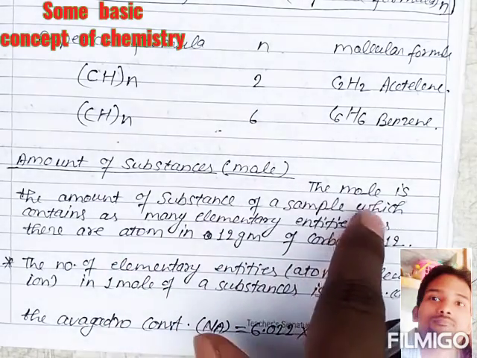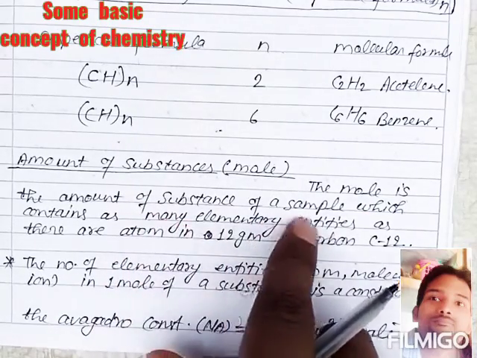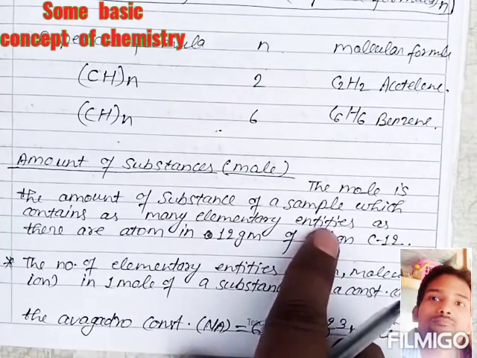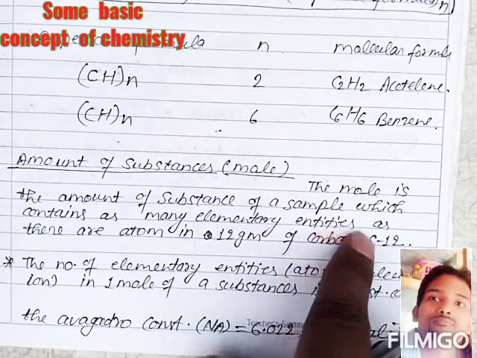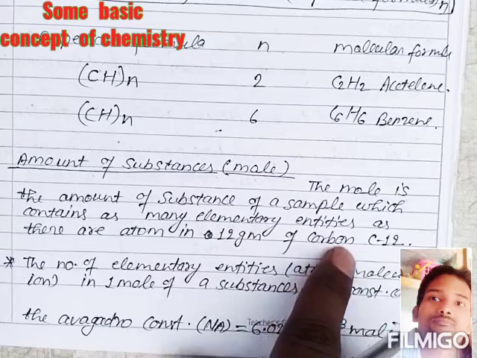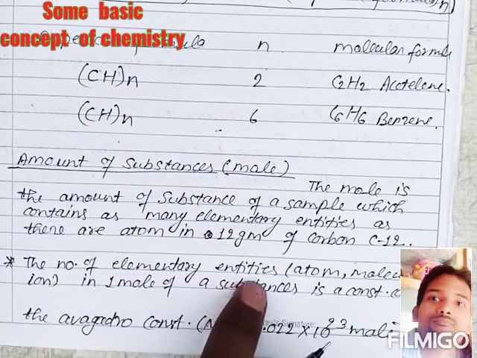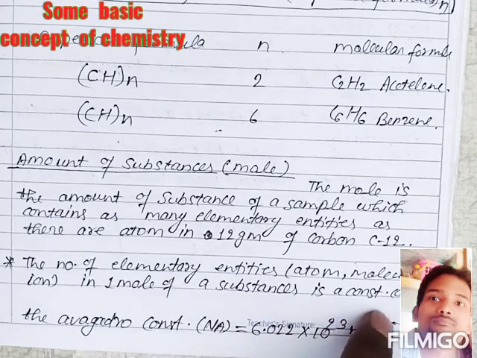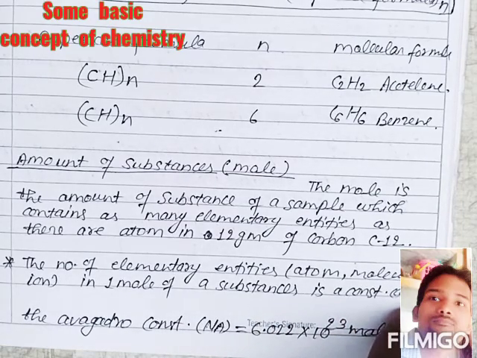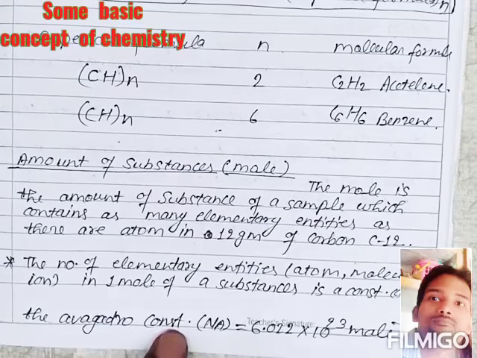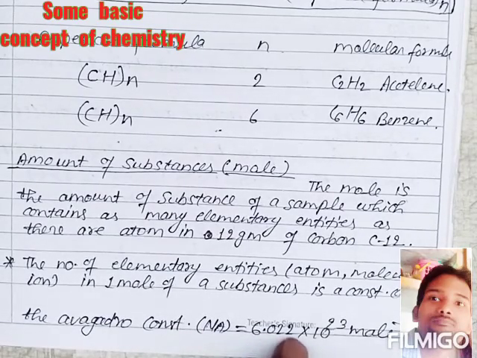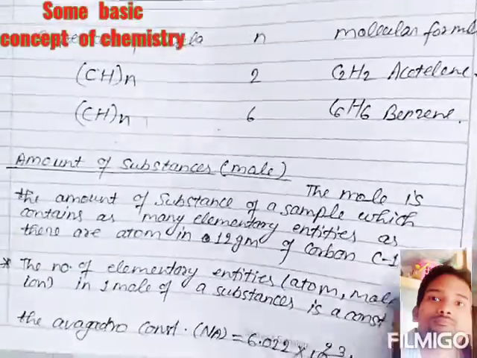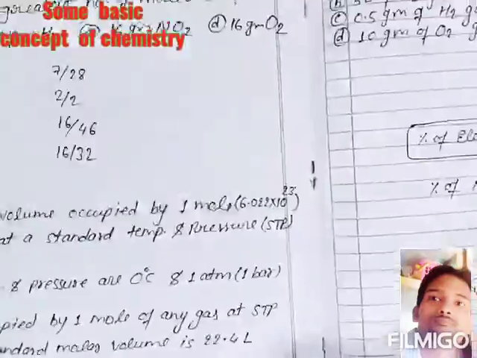Okay, listen. The mole is the amount of substance of a sample which contains as many elementary entities, like atoms, molecules, ions, as there are atoms in 12 gram of carbon-12. The number of elementary entities in 1 mole of a substance is a constant called Avogadro's constant, which equals 6.022 × 10^23. Okay, now let us start the mole.